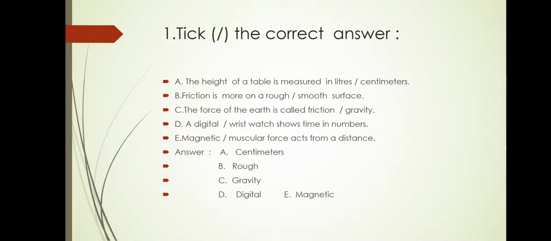C. The force of the earth is called friction or gravity. And the answer is gravity. The force of the earth is called gravity.